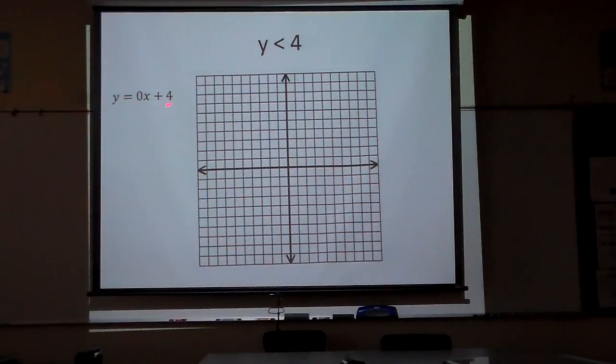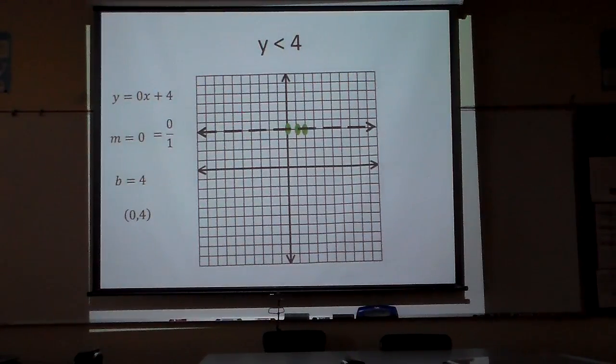It would be like 0x plus 4, meaning I would have a slope of 0 and a y-intercept of what? 4, right? So I'd go up, put a dot at 4. I'm going to go up 0 and over 1, up 0 over 1, and draw a line. Now notice, this time I have a dotted line here instead of a solid line, because can y equal 4? No, it can't equal 4. You can get as close to it as possible, but it can't equal it.